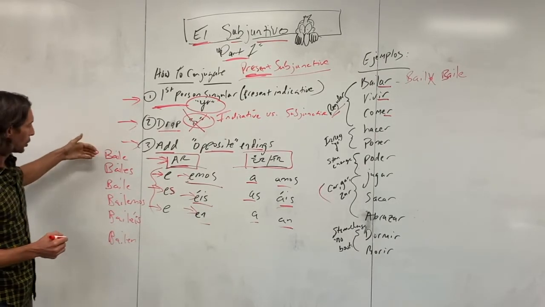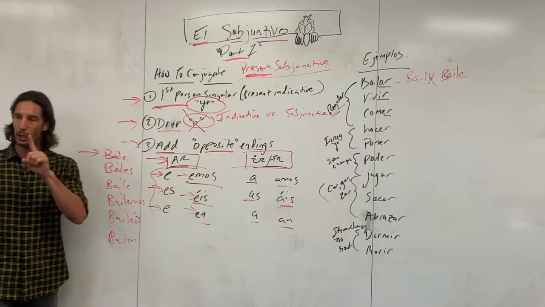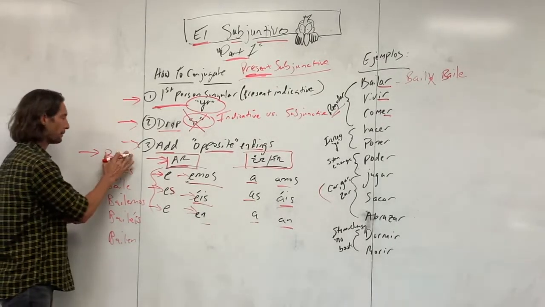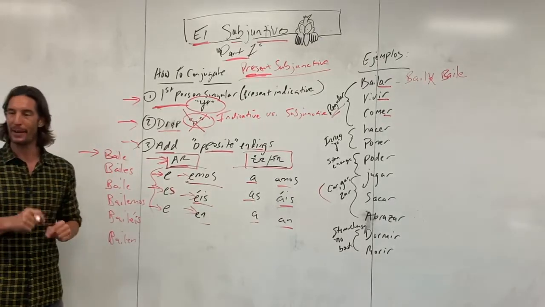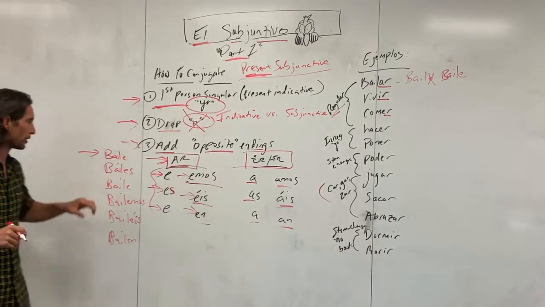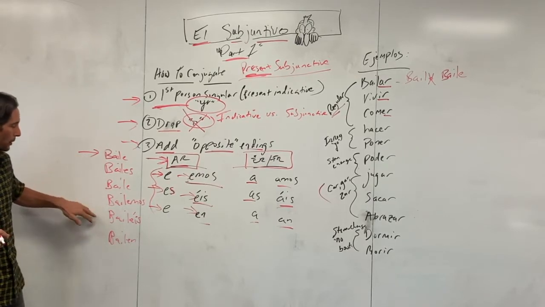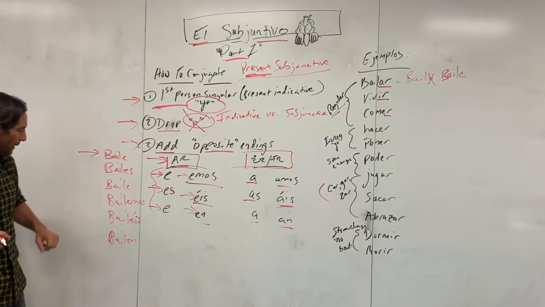So you have yo baile, and notice that it's not bailé, that's the preterite, right? And that's a big difference, right? So it doesn't have an accent, so it's pronounced differently. So baile, bailes, baile, bailemos, bailéis, bailen, right?